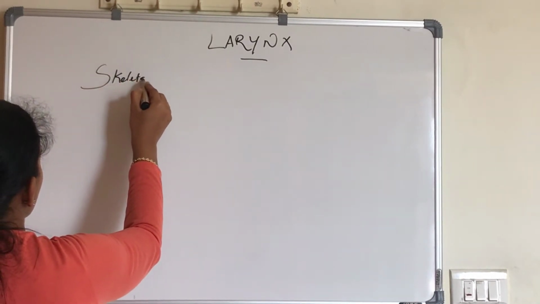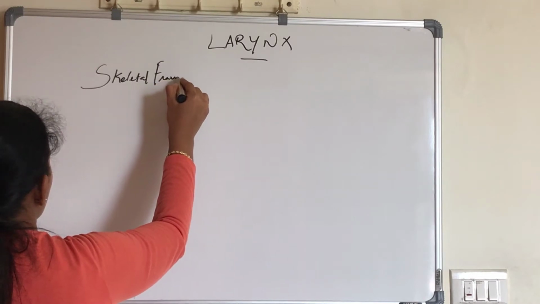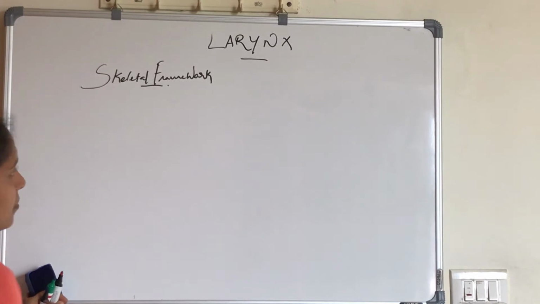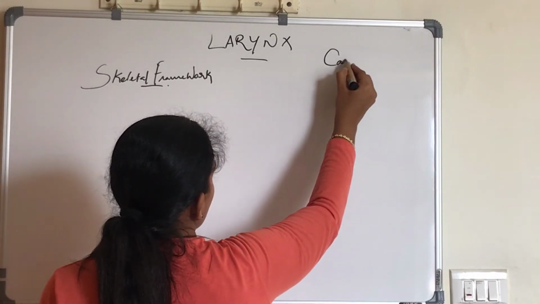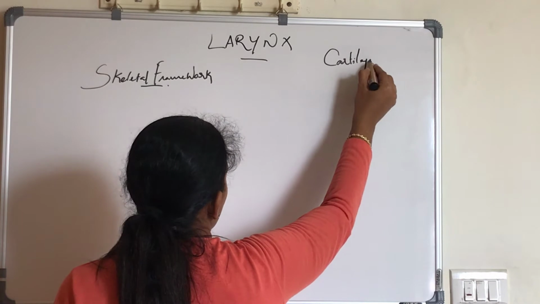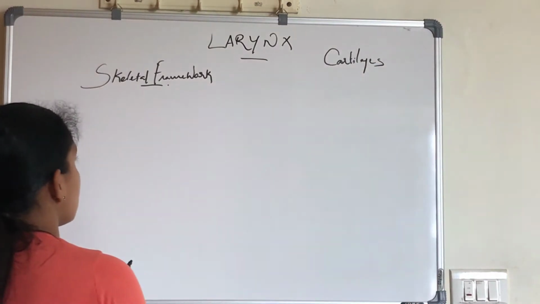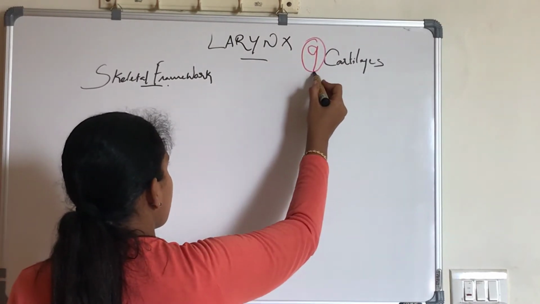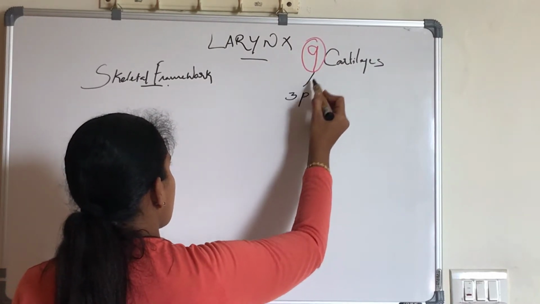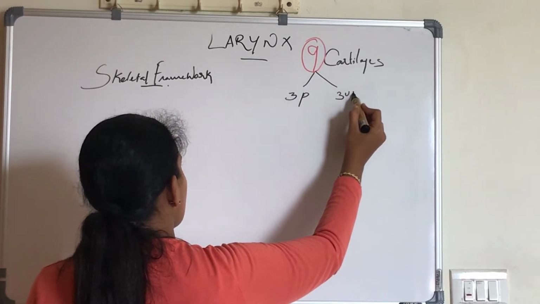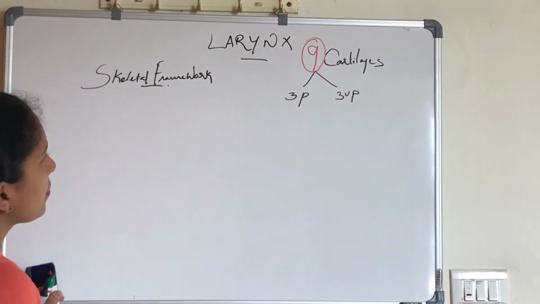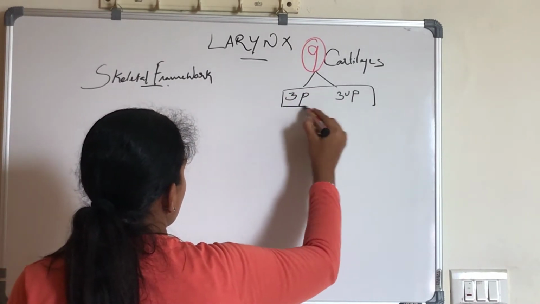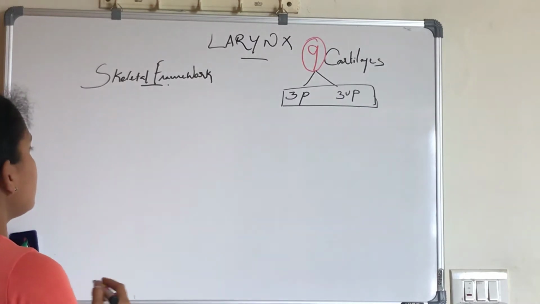Now coming to our proper skeletal framework of larynx. What is larynx actually made up of? It is mainly made up of cartilages. How many cartilages are there in larynx? You have nine cartilages. Easy to remember: three paired and three unpaired. That's it. So let us talk in detail about these three paired and three unpaired cartilages.